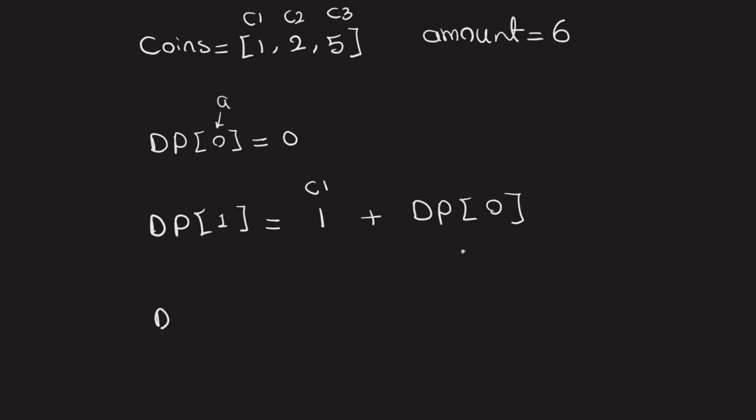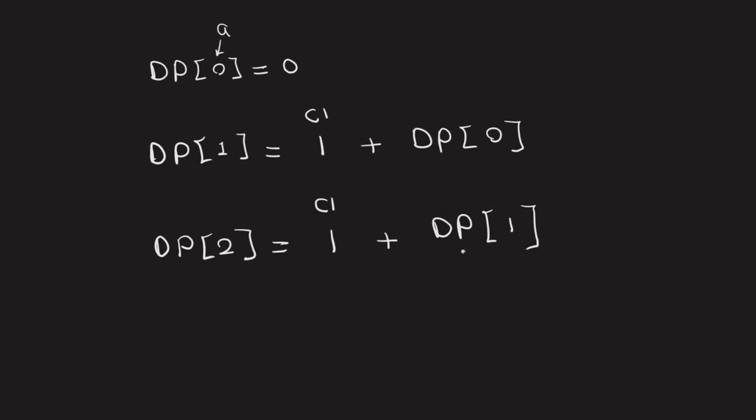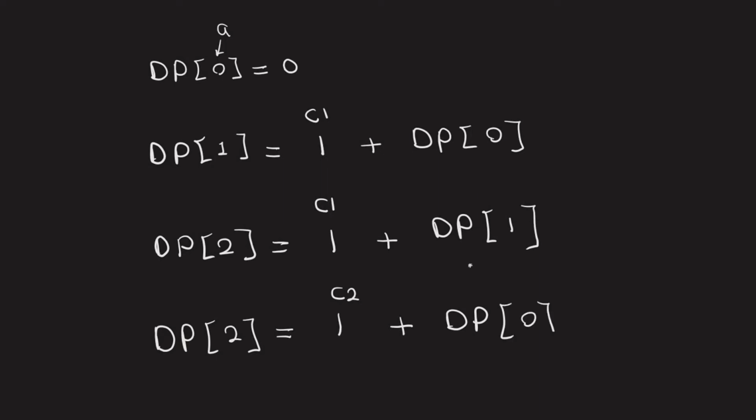So we go for the next amount. We say DP2 equals, if I use C1, I'm using 1 coin. And what is the remaining amount for me? So the amount initially was 2. Now I use C1, so here I have 1. I can also do this one for 2. I'm using C2. I'm using only 1 coin of C2. And the remaining amount, because I'm now using a coin with value 2, C2 is 2. So the remaining amount is 0.